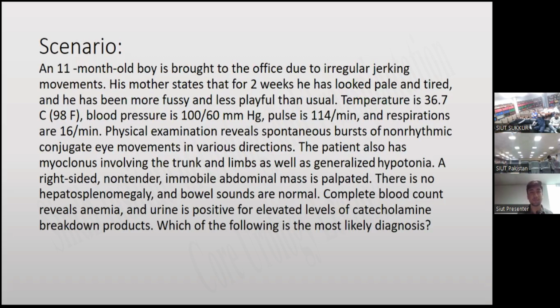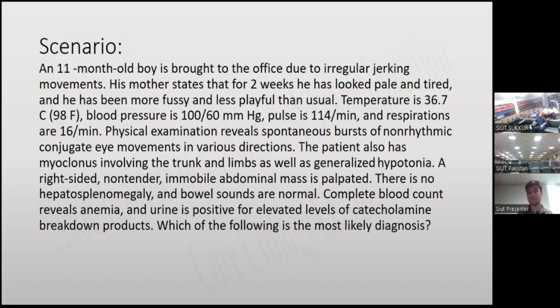A patient is brought to the hospital with irregular results. The child has been pale and tired, more fatigued and less playful. Temperature is 36.7, blood pressure is 100/60, and respiratory rate is 16 per minute.